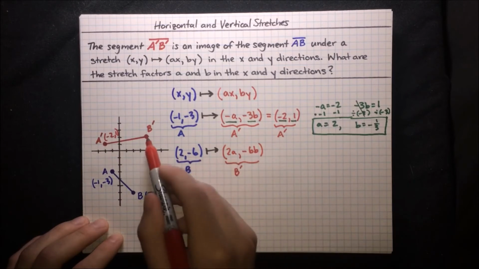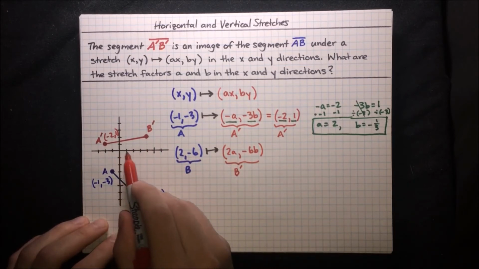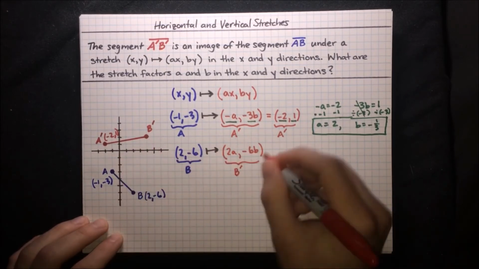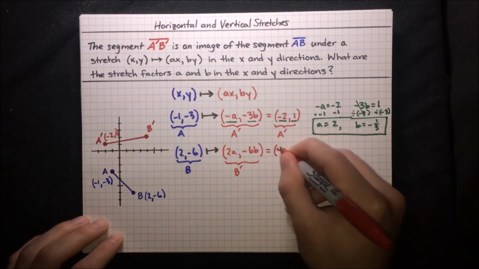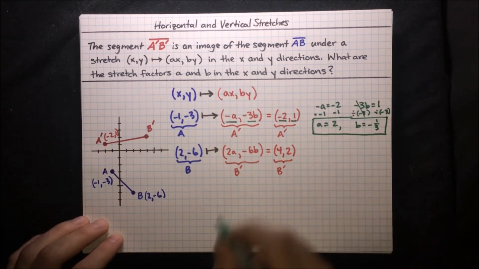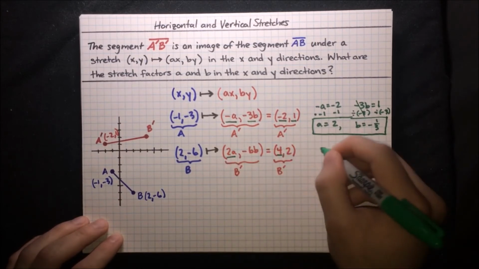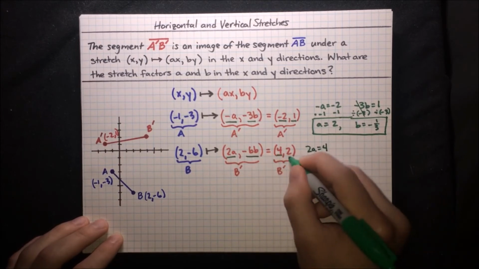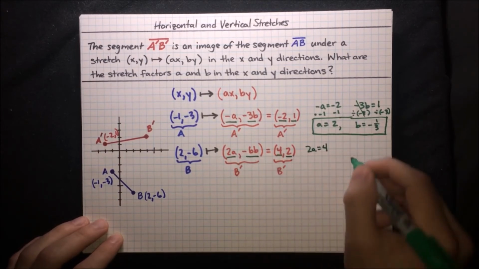And then we could just pick out B prime from the graph. It's over 1, 2, 3, 4, and up 1, 2. So that has to be equal to 4, 2. That's also B prime. So the x components have to be equal. 2a has to equal 4, and the y components have to be equal. -6b equals 2.